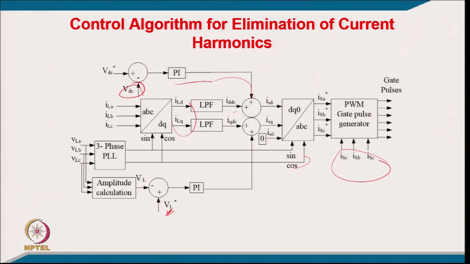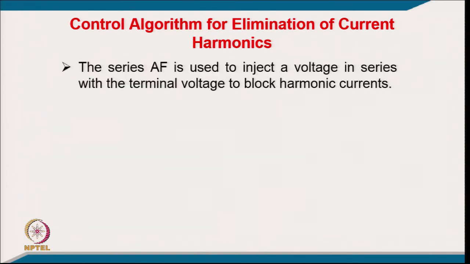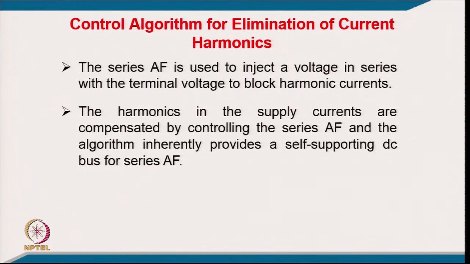So, this can work, you can call it indirectly, as a series active filter for current harmonic elimination as well as for eliminating the voltage harmonics and other voltage based compensation. Typically the series active filter is used to inject voltage in series with the terminal voltage to block the harmonic currents, and the harmonics in the supply current are compensated by controlling the series active filter, and the algorithm inherently provides a self supporting DC bus for the series active filter.